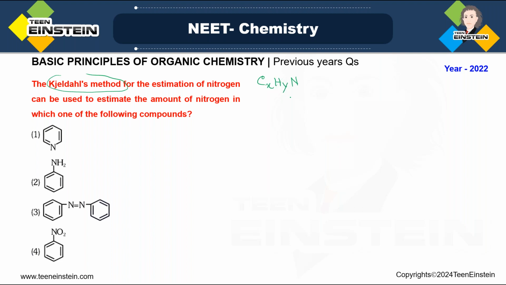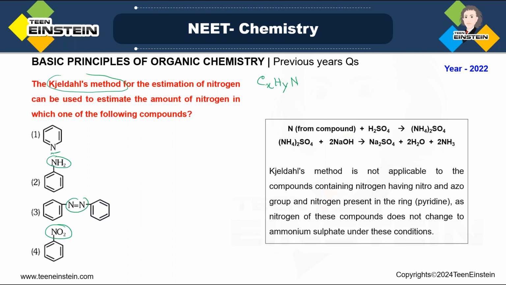Now look at the options. Here you have different types of nitrogen present. Here nitrogen is in a heterocyclic molecule, which is already part of the ring. Here we have an NH2 group separate. Then here we have some azo group. Here we have a nitro group. So we have to know the conditions.